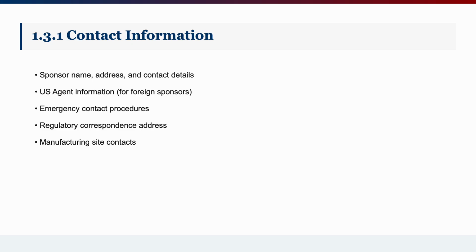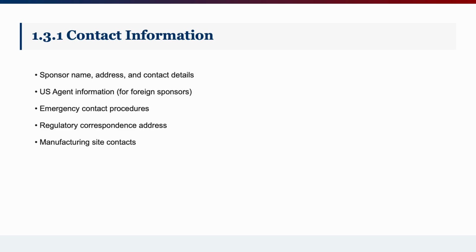Section 1.3.1 contains contact information for the sponsor and key personnel. This might seem straightforward, but getting it right is essential for smooth communication with the FDA. For the sponsor, you'll need to provide complete company information including the legal name, physical address, phone numbers, and email addresses.